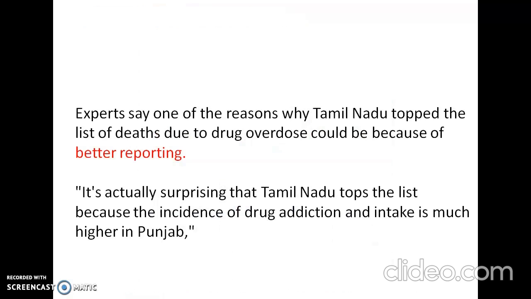So now experts say one of the reasons why Tamil Nadu tops the list of deaths due to drug overdose is only a better reporting system, because they have drug information services which are well developed. Because of that, proper documentation could be observed, whereas in other states like Punjab, even though drug addicts are more, it is not in the top position because they don't have a proper documentation procedure.